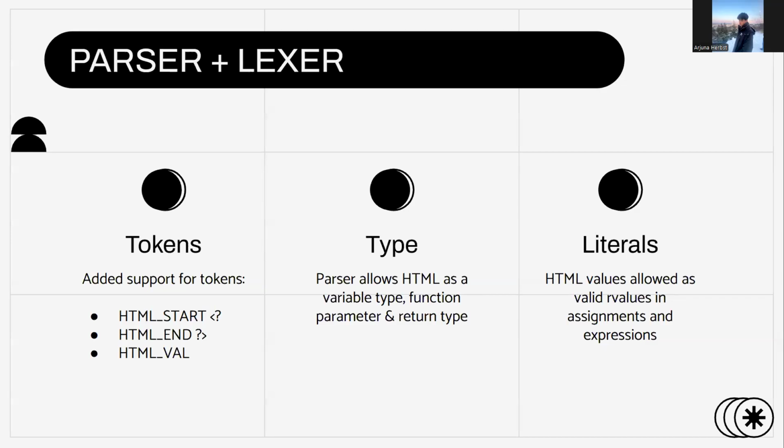And then as for type, the parser has to allow HTML as a variable type. Obviously, if you're able to assign it to a variable, the parser has to be able to recognize that. And then it also has to be allowed as a function parameter and a return type. So that's how those functions were working earlier in the first script where you're passing HTML content to be appended to static HTML. It's both returning and taking HTML as a parameter. And then HTML values have to be allowed as valid R values in assignments as well. So that has to not throw an error.